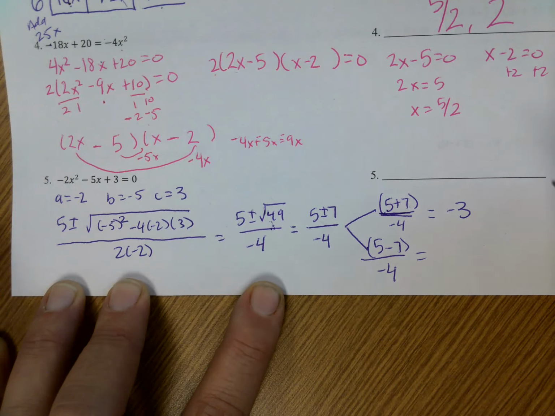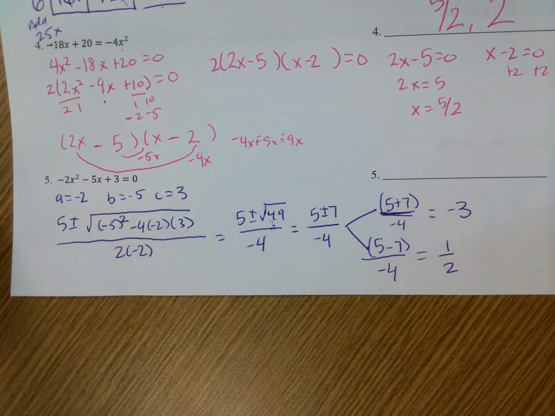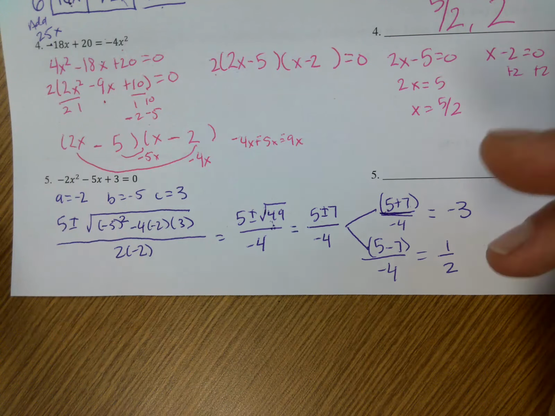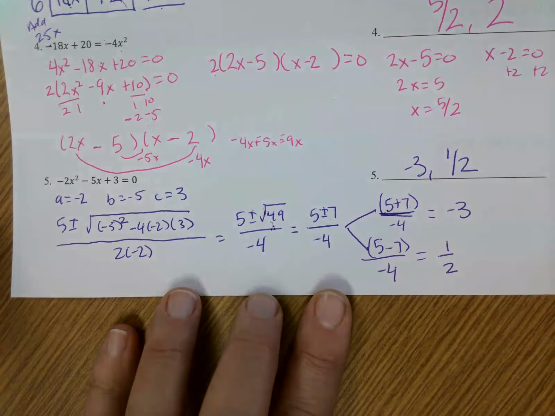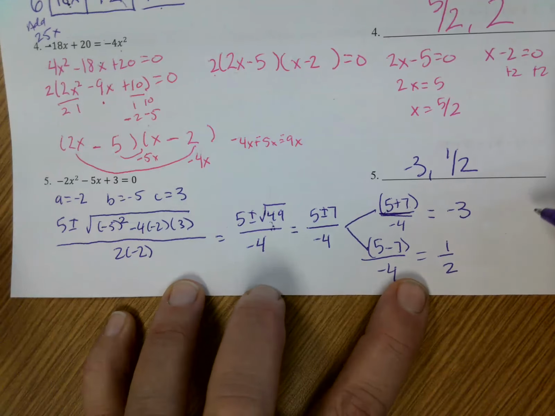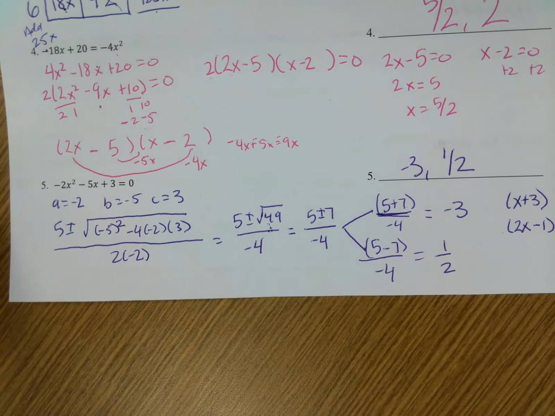5 minus 7 would give me -2 over -4, which is 1/2. So my two answers here should be -3 and 1/2. And if you would have factored this, your two factors would have been x plus 3 and 2x minus 1. That would have been it factored.